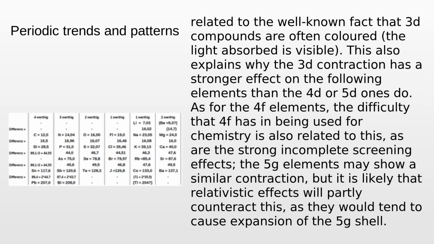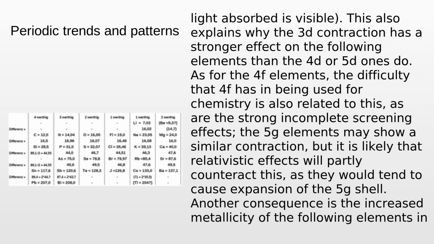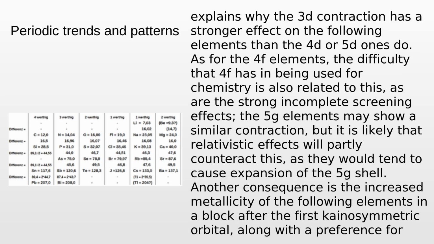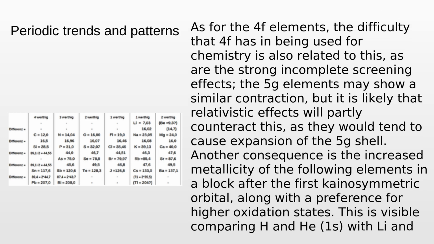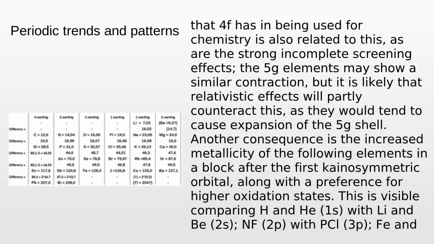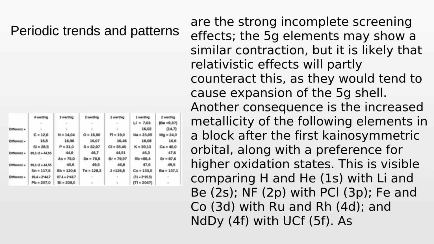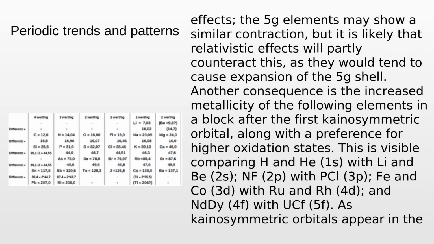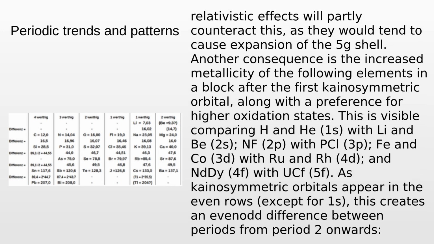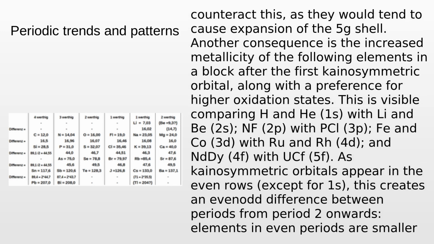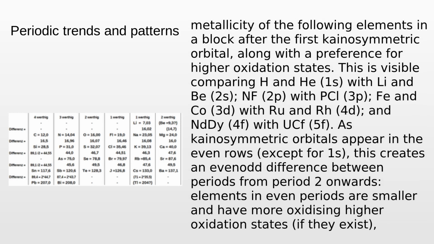This also explains why the 3d contraction has a stronger effect on the following elements than their 4d or 5d ones do. As for the 4f elements, the difficulty that 4f has in being used for chemistry is also related to this, as are the strong incomplete screening effects. The 5g elements may show a similar contraction, but it is likely that relativistic effects will partly counteract this, as they would tend to cause expansion of the 5g shell. Another consequence is the increased metallicity of the following elements in a block after the first kainosymmetric orbital, along with a preference for higher oxidation states.